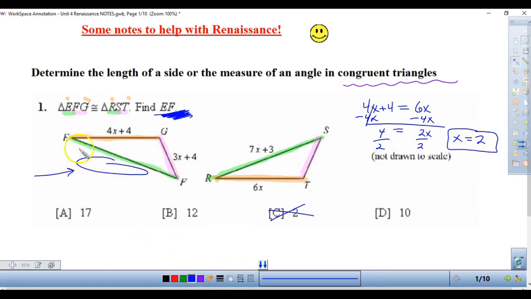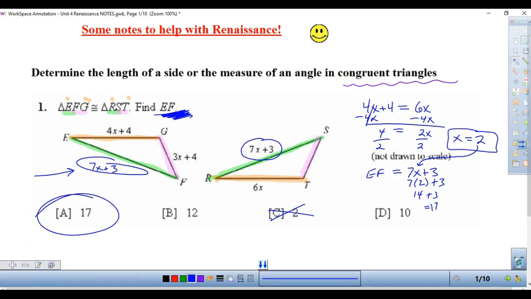But if you look at the congruent parts, EF, the green line here, matches RS, the green line on the other triangle. So I can steal this and put it here. Since they're equal, then 7x plus 3 could work for either one. So if it wants me to find EF, I know that side EF equals 7x plus 3. And I know that x equals 2, so I can plug that in. So 7 times 2 plus 3, or 14 plus 3, which would equal 17. So side EF would be 17.